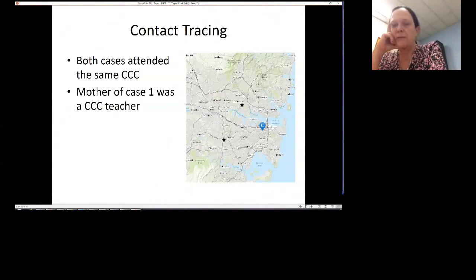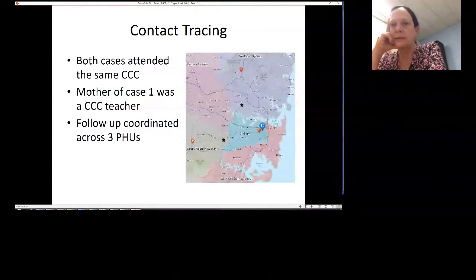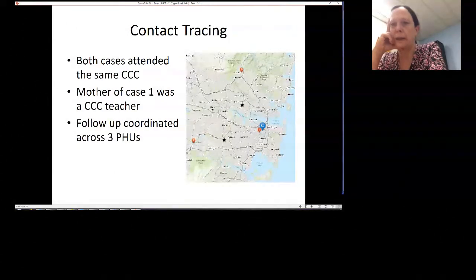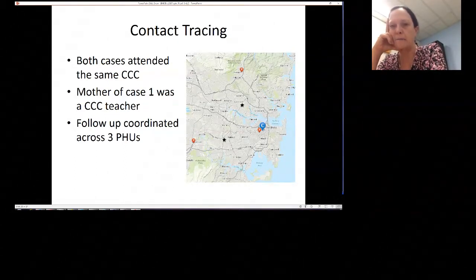So the contact tracing found that both cases attended the same childcare centre in a third public health unit in Sydney local health district. And it happened that the mother of case one was also a childcare teacher at the same childcare centre that the two infants attended. So follow-up was coordinated across the three public health units, Northern Sydney, South Western Sydney and Sydney LHD. Next slide, please.